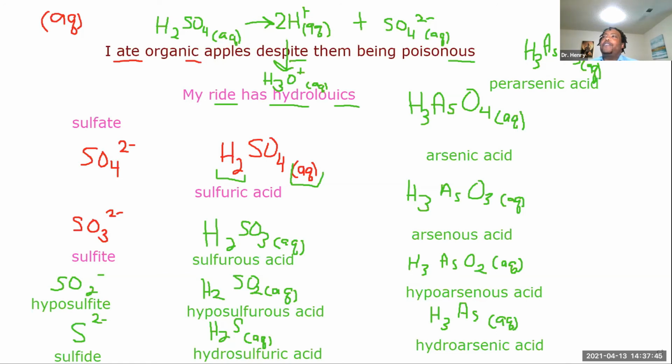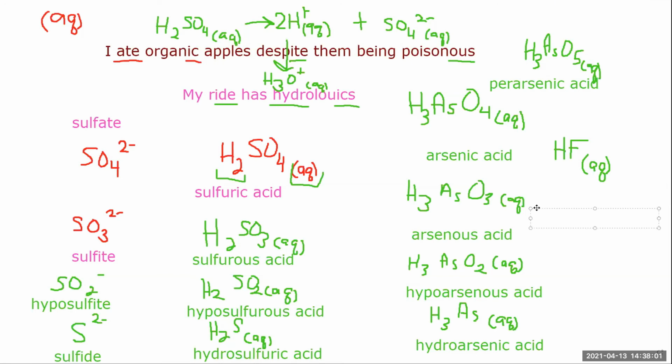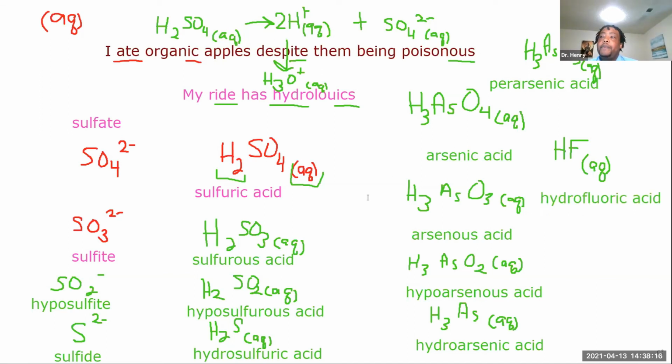So if we have this guy, HF(aq), what is it going to be called? Hydrofluoric acid. Okay, this guy's going to be called hydrofluoric acid. Now, what happens with hydrofluoric acid? Hydrofluoric acid is one of these acids that's a special case. It's considered to be a weak acid.